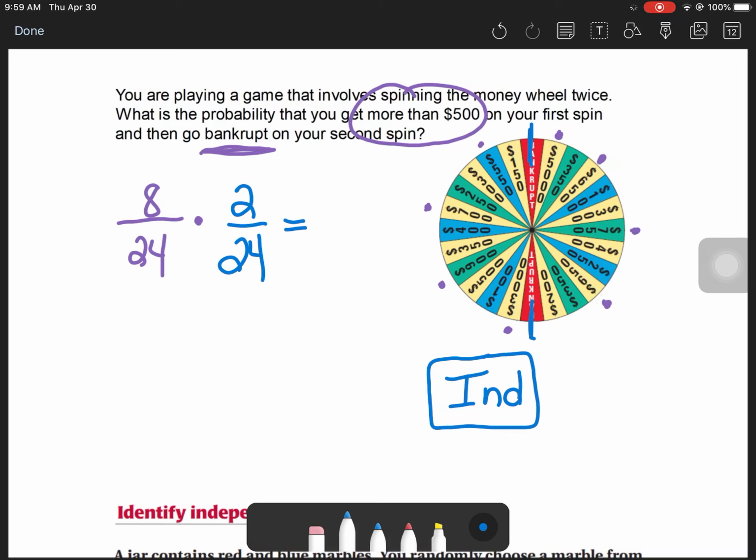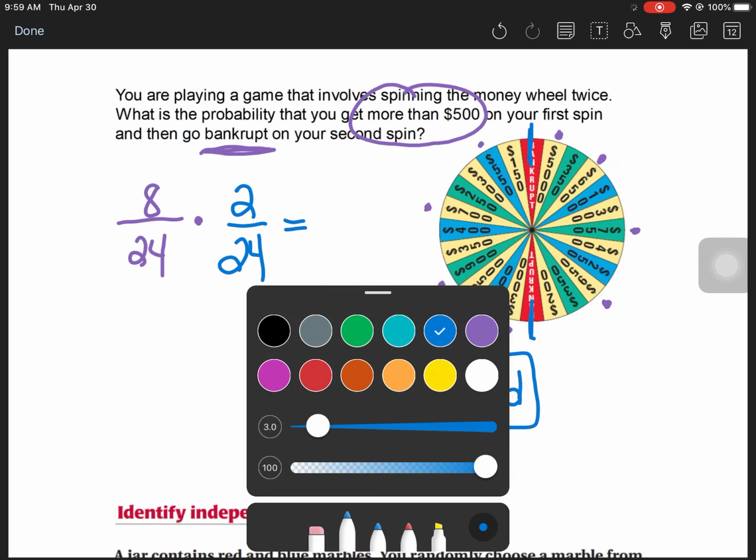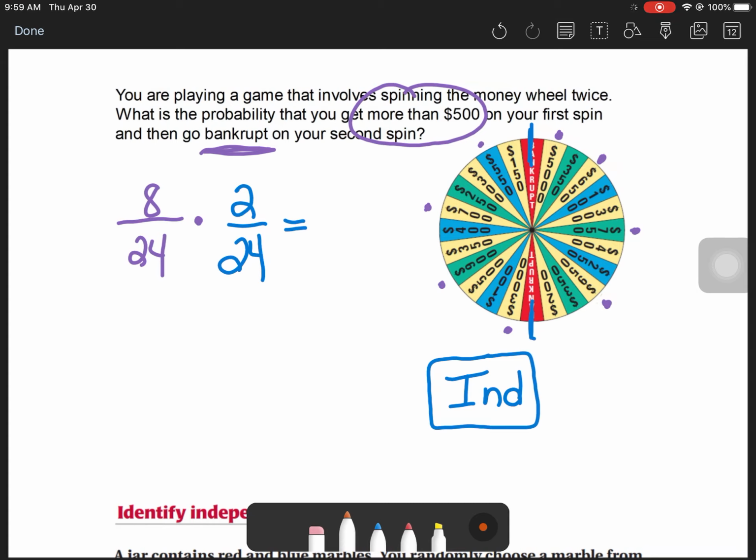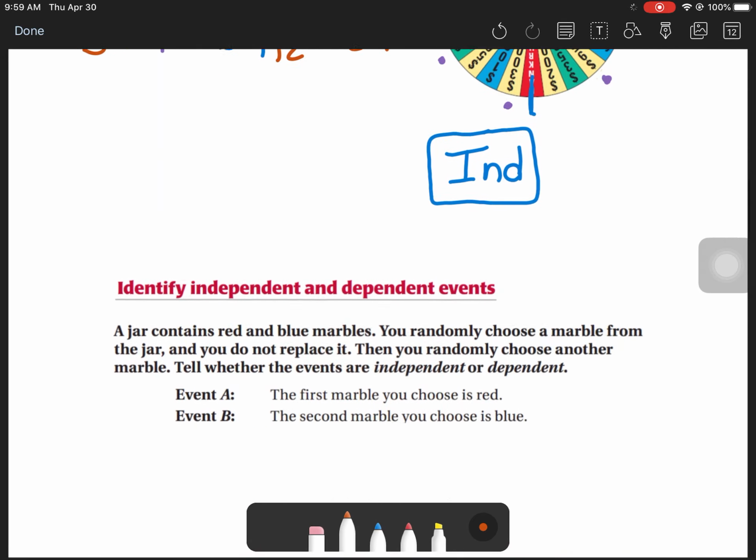So we're simply going to multiply these two together, which is 16 over 24 times 24, but we can simplify first and then we don't have to worry about that. So if I simplify my fraction, 8 over 24, 8 goes in here once and 8 goes in here 3 times, and I can simplify this to be 1 over 12. So when I multiply, I get 1 over 36 as my probability of spinning more than 500 and going bankrupt.